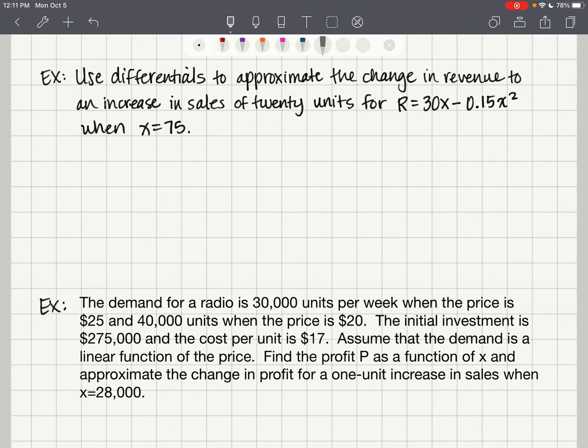Okay, let's use differentials to approximate the change in revenue to an increase in sales of 20 units for this revenue function. Now I'm going to come back in the next video because we're going to do these 2 word problems, and then in the next video we'll do 2 more word problems. This way we're not completely overwhelmed by a video that just keeps going and going.